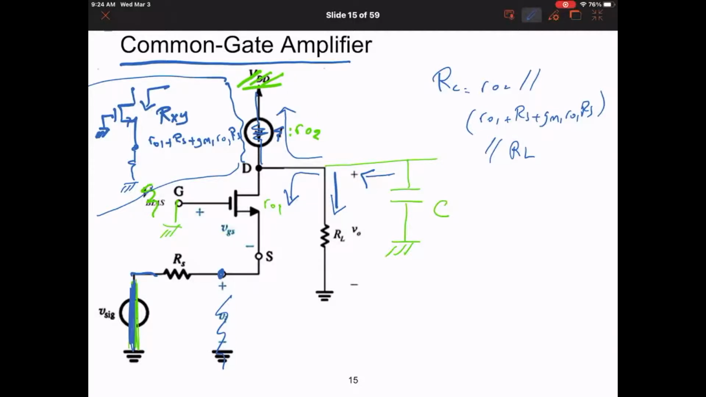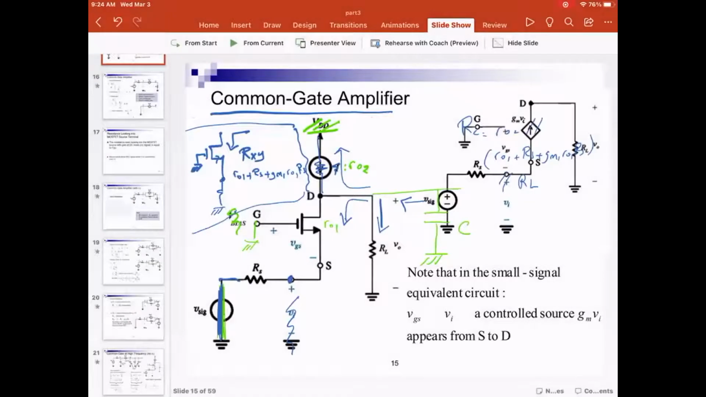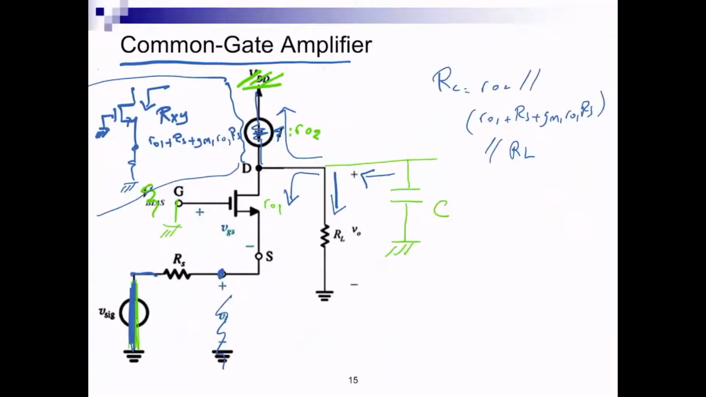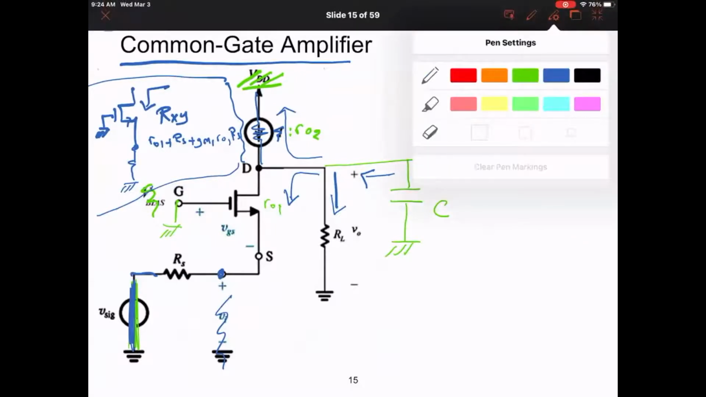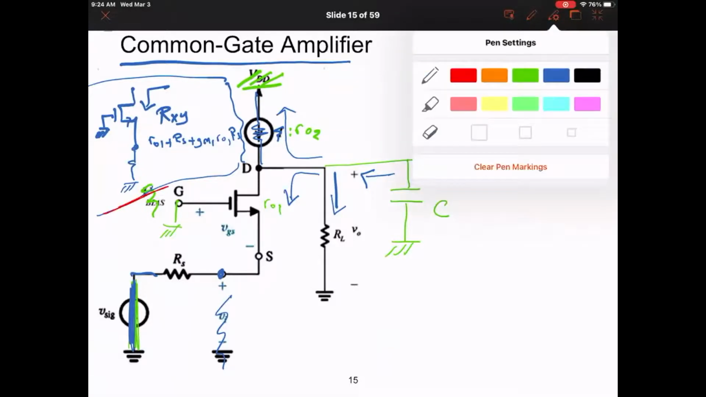Okay, for our purposes, if nobody has a question, let me go back. For our purposes, let us go back to this slide. We are going to define two things. One is called R out, and one is called RO. So R out is what?